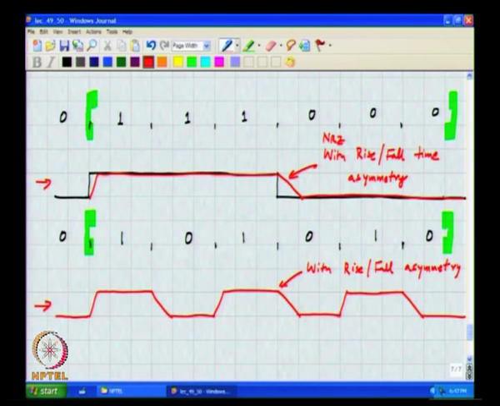Now, can you comment on the average values of the two waveforms? Pardon? The average value of the lower one is higher, and why is that? Fall time is more. Correct. Yes.